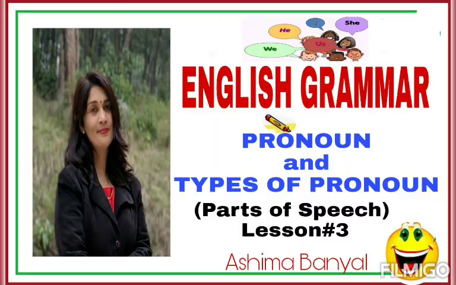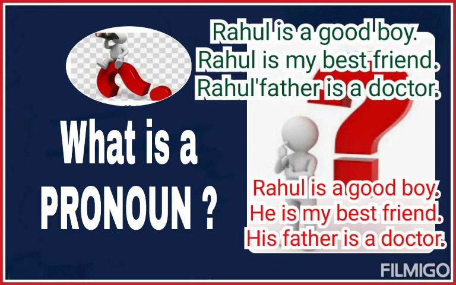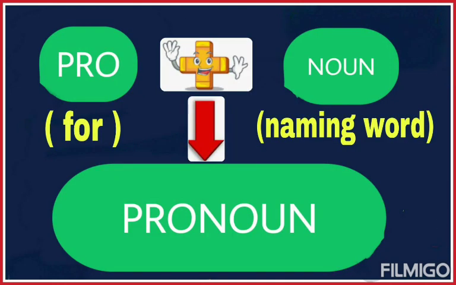To understand the definition of pronoun, look at these three sentences. In all these, naming word Rahul is repeated. But instead of repeating Rahul, we can replace it with some words. As in the second sentence, we replaced it with he. And in the third sentence, his is written for Rahul's father. See this part of speech carefully.